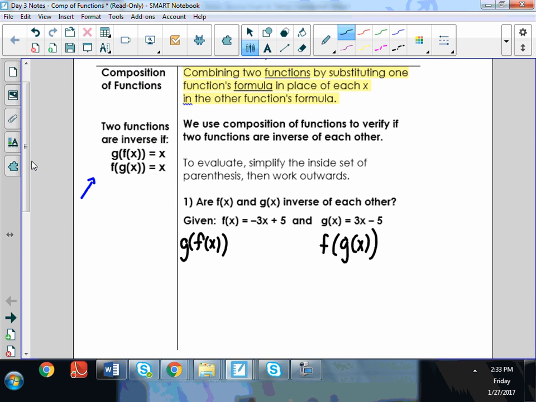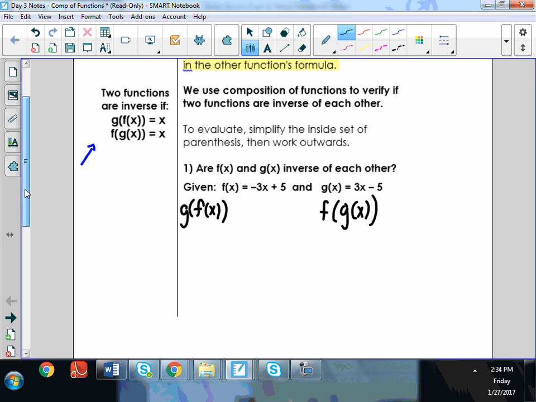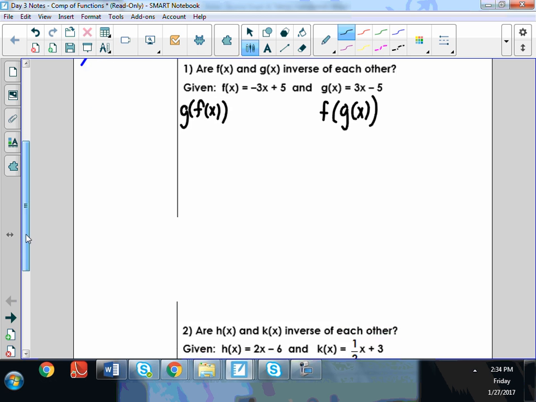If the two equations are inverse, then when we find g of f of x, it's going to equal x, and f of g of x is going to also equal x. If they don't equal x, then they're not inverse.